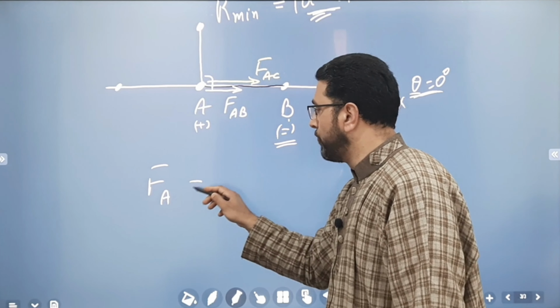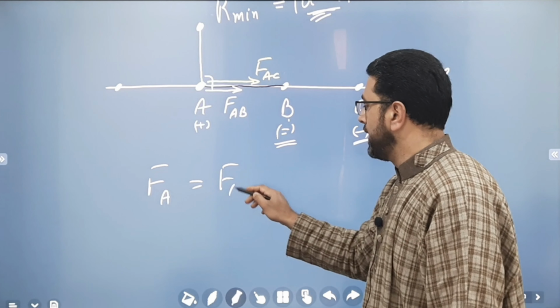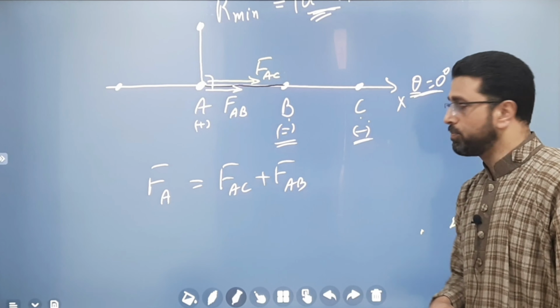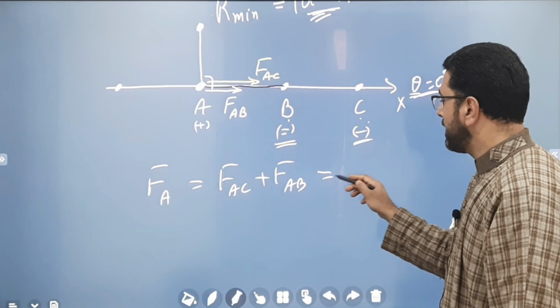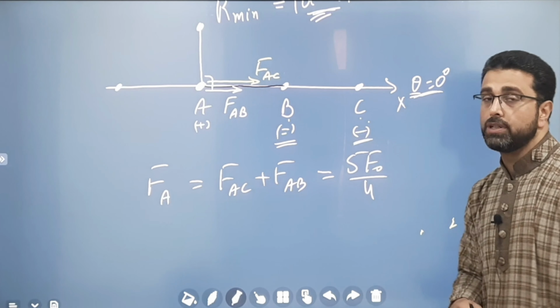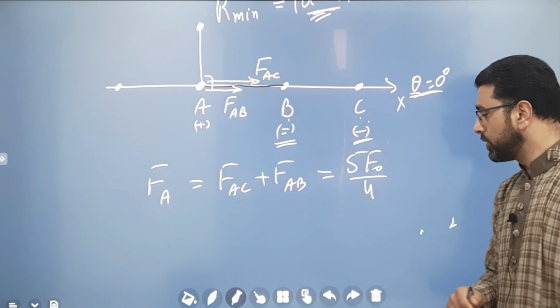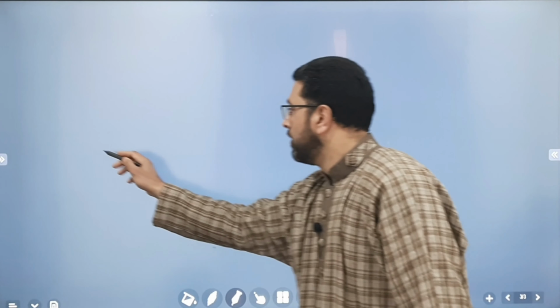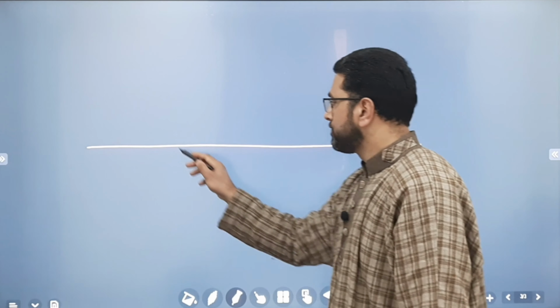So that resultant force on A will be FAC plus FAB, and that is equal to 5 times F0 divided by 4. That is given to us. I'll solve it in a while. First, we'll talk about the other case.